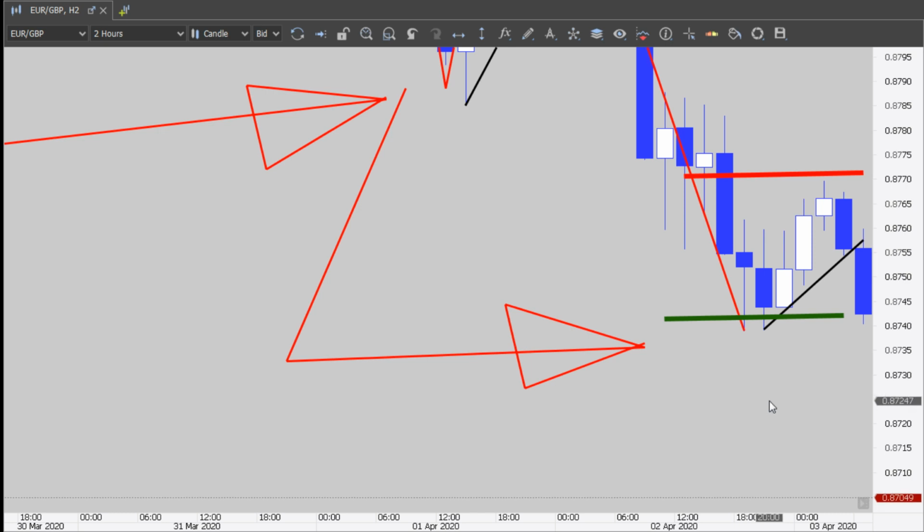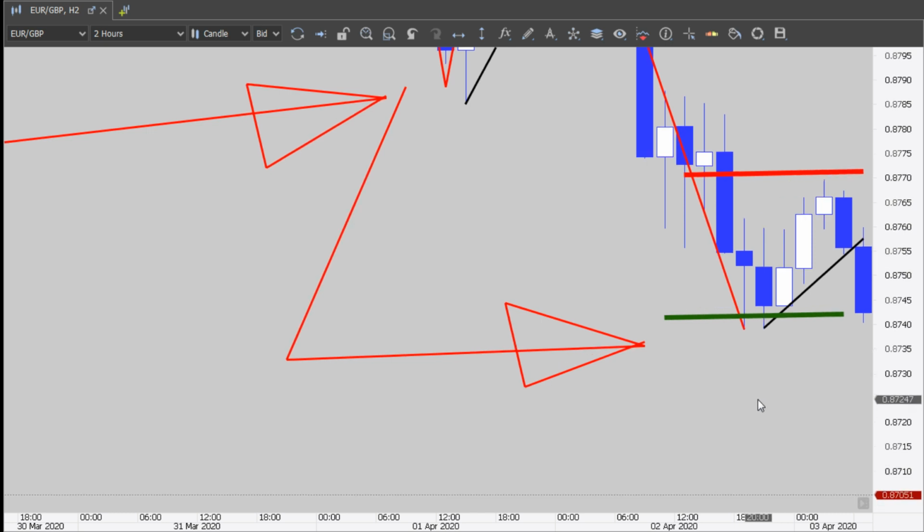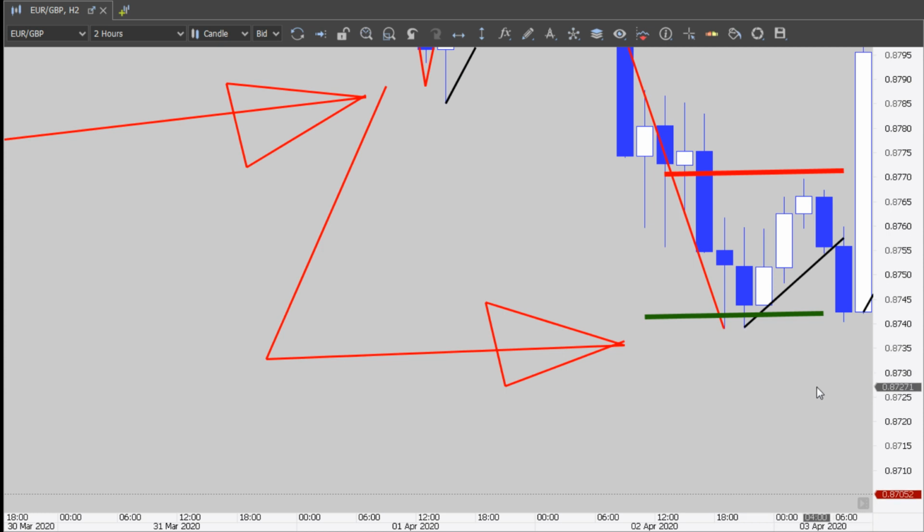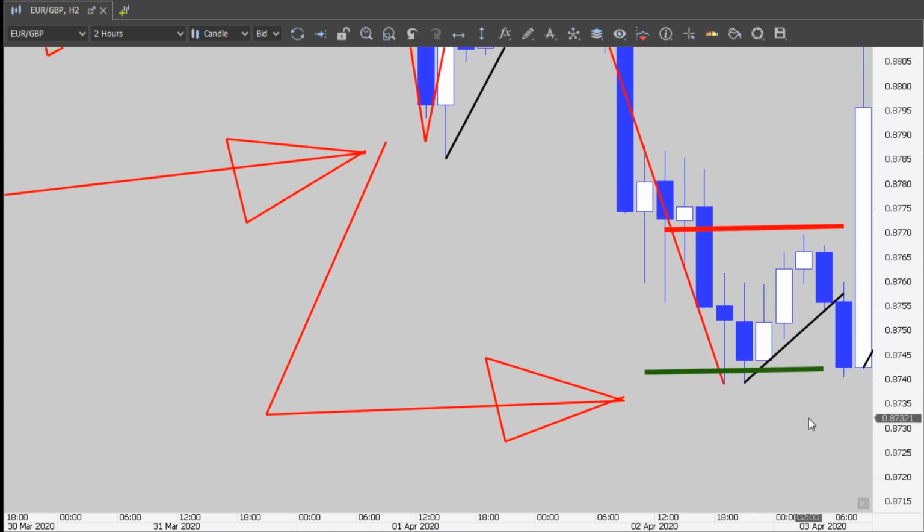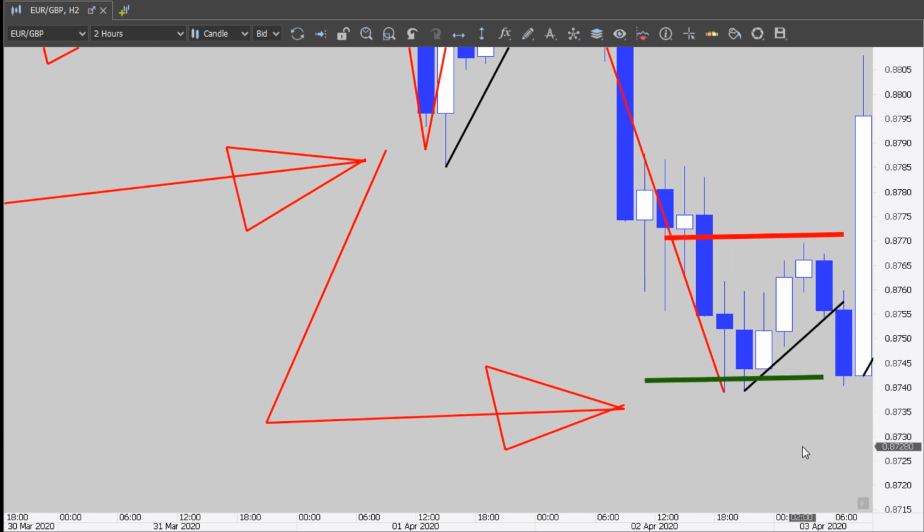Yes, wait for the candle. Okay, so let's see what happened here. The market stopped us out, correct? The market stopped us out.